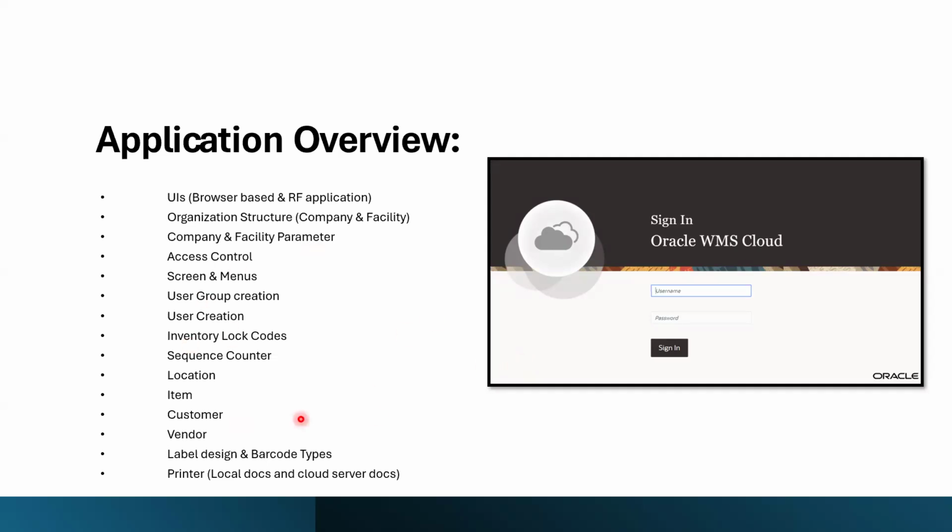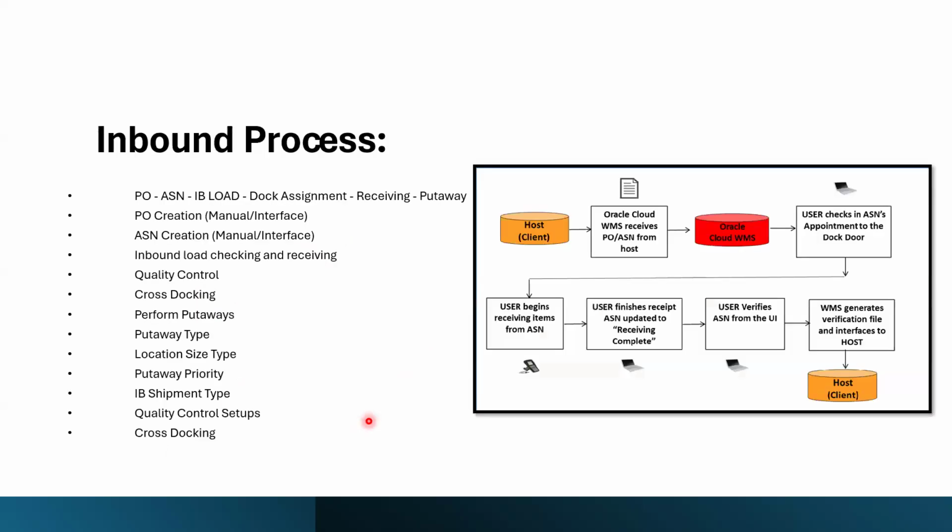But first we'll cover the application overview, and then we will start with the inbound process. In inbound we will see purchase orders: how we create a purchase order manually, through interface, and file-based integrations. Then we'll see how we can create an ASN from a purchase order, how we can create manual ASNs, and ASNs through interface or from purchase orders. There are multiple ways to create ASNs and multiple ways to receive ASNs and purchase orders.